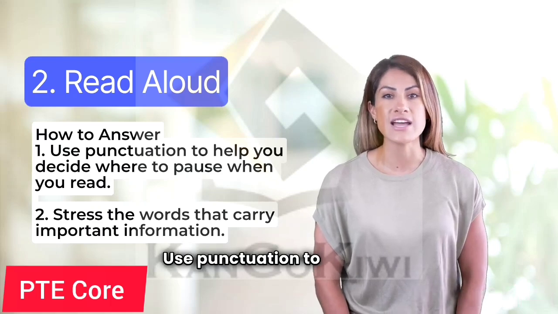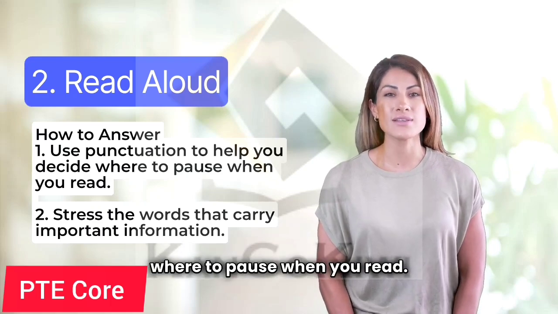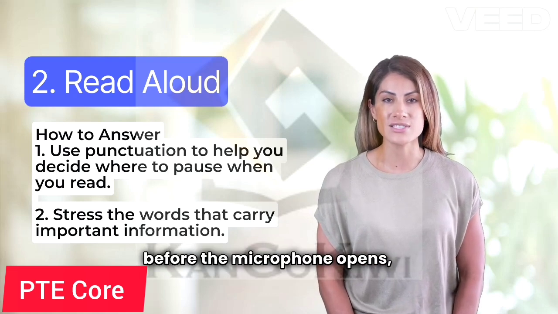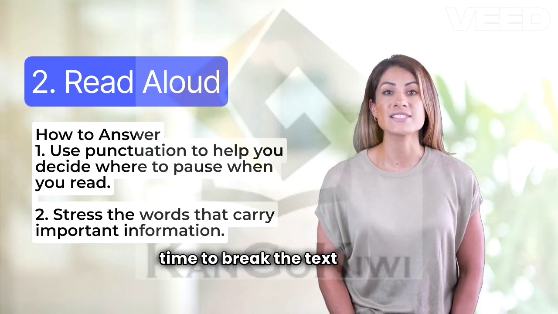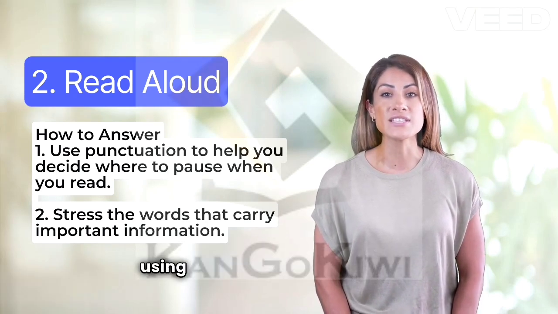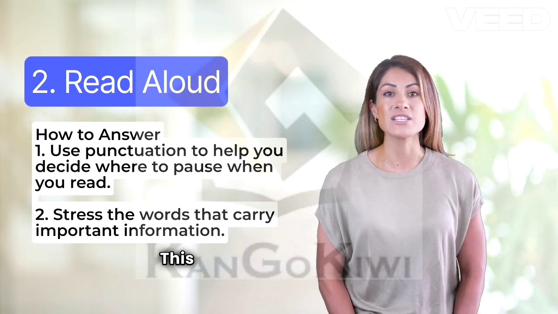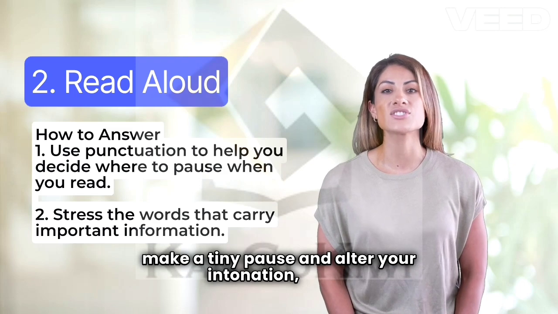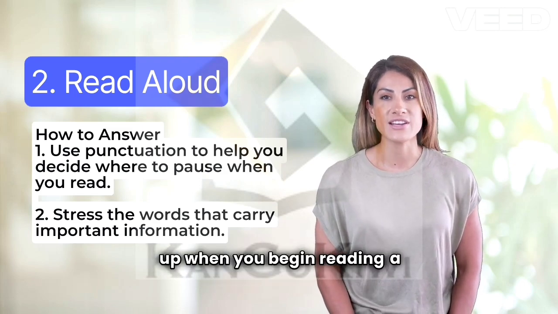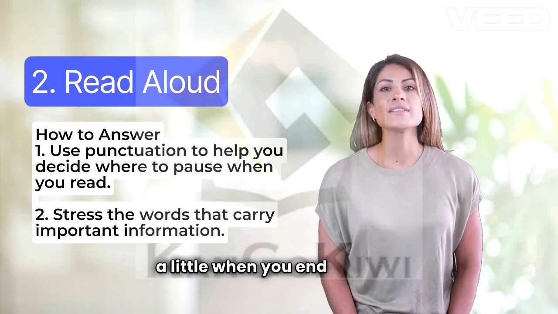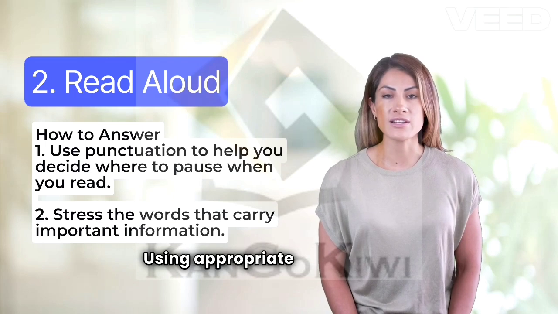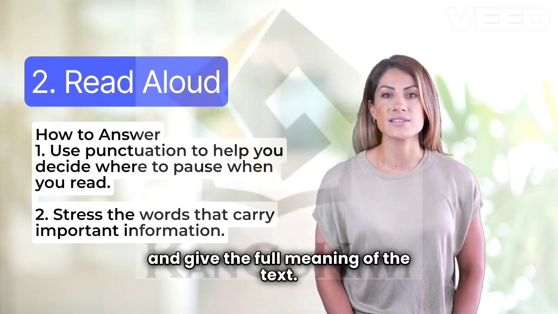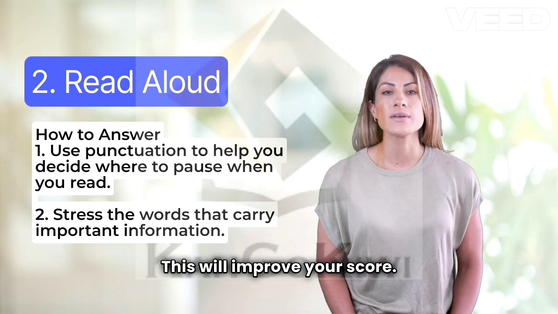Use punctuation to help you decide where to pause when you read. You have 30-40 seconds to look at the text before the microphone opens, so you can use this time to break the text up into meaningful chunks, using the punctuation as a guide. This will show you the places where you can make a tiny pause and alter your intonation, going up when you begin reading a chunk and falling a little when you end a chunk. Using appropriate pausing helps you to read more fluently and give the full meaning of the text. This will improve your score.